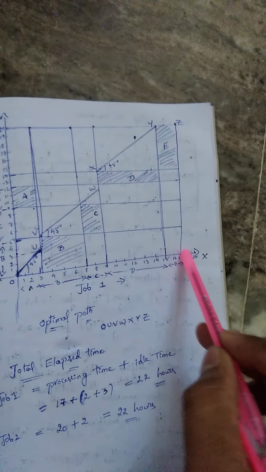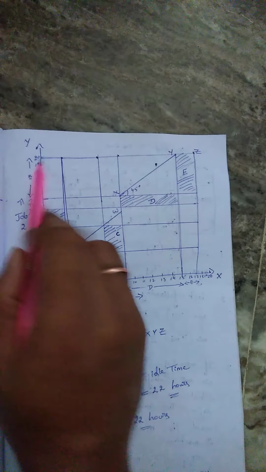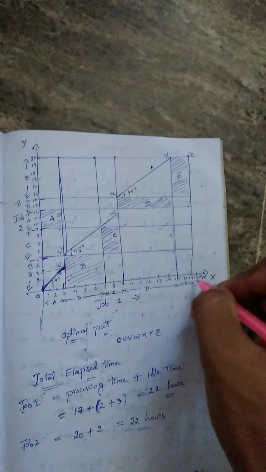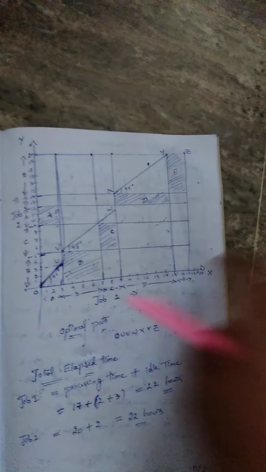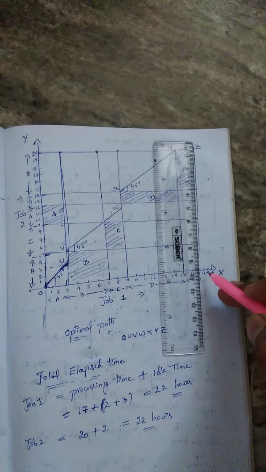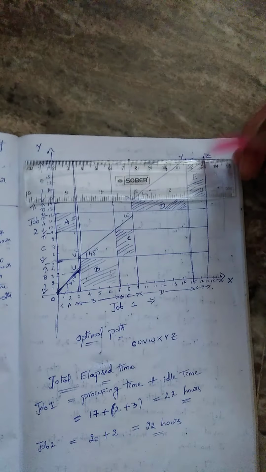We point out 17 hours on the x-axis for job 1 and 20 hours on the y-axis for job 2, and draw a straight line for each. Just drawing the straight line at 17, and here also drawing the straight line for 20, we get a point here.